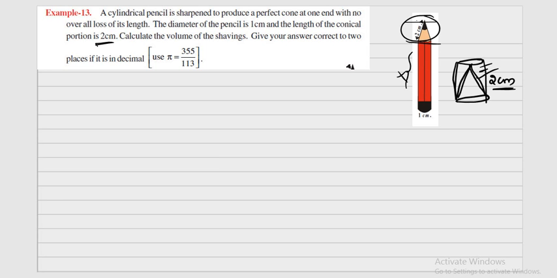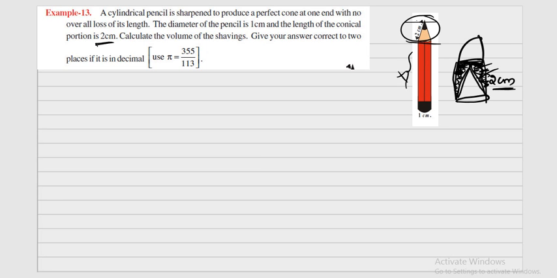That means while sharpening, what happens? This particular part and this particular part will be removed. So what are you asked to find? You need to find these particular parts, which I am shading here. I need to find the volume of these parts. So how can you find the volume of those parts?